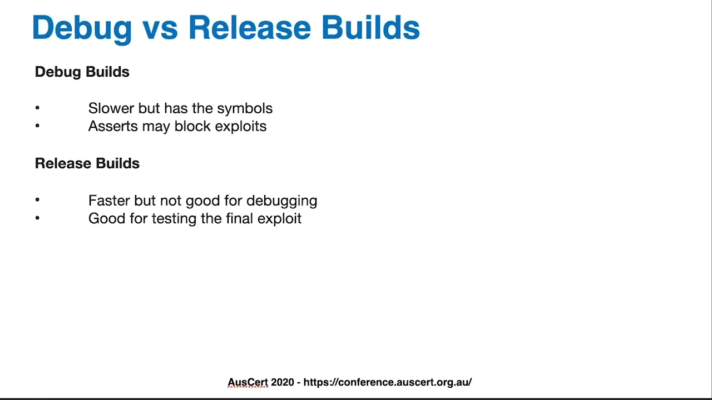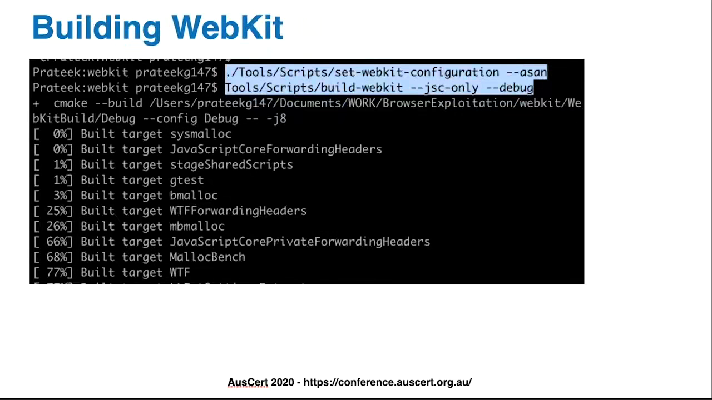What are the advantages of building WebKit for debug versus release? Well, the debug build is slower to build, but it has the symbols. However, it also has some asserts which might block exploits. The release build is faster. However, it is not good for debugging simply because it doesn't have the symbols and so on. However, it is good for testing the final exploit.